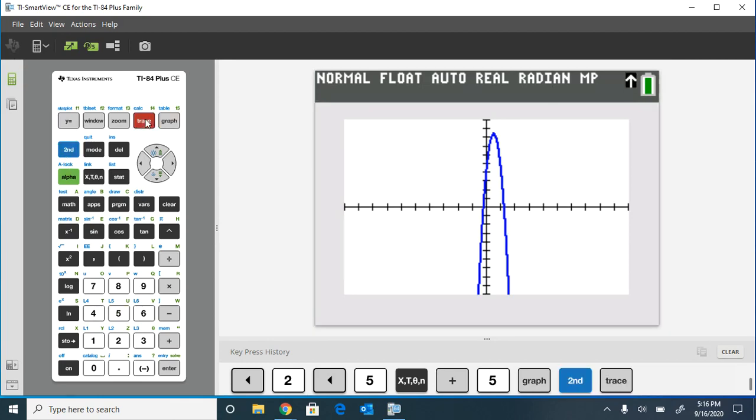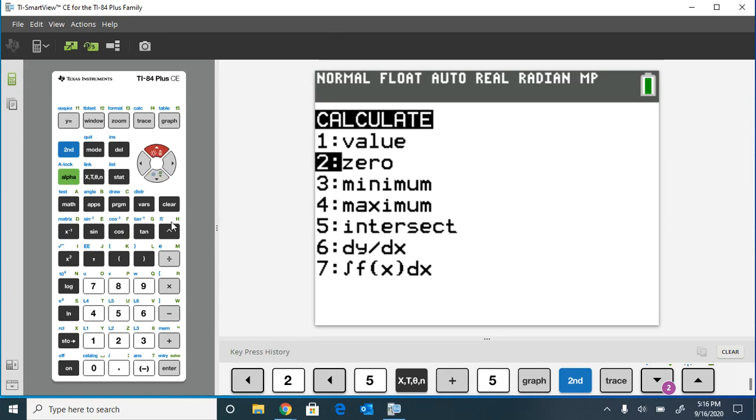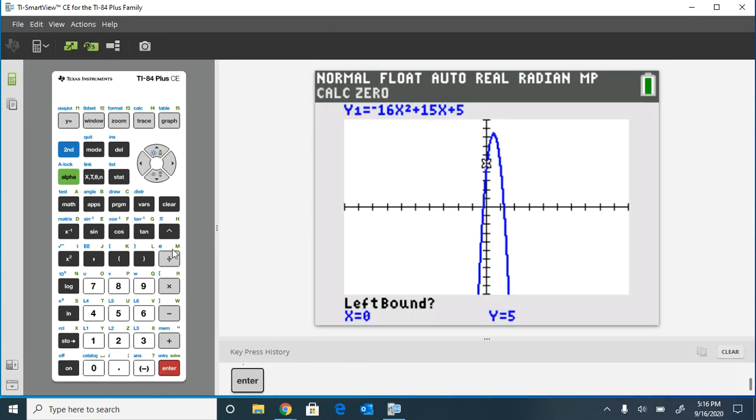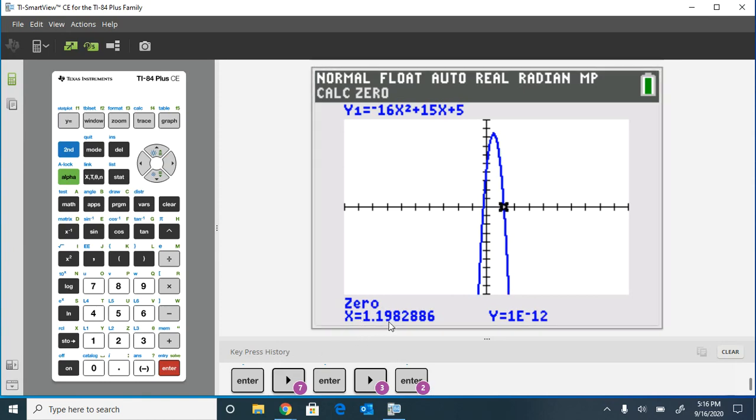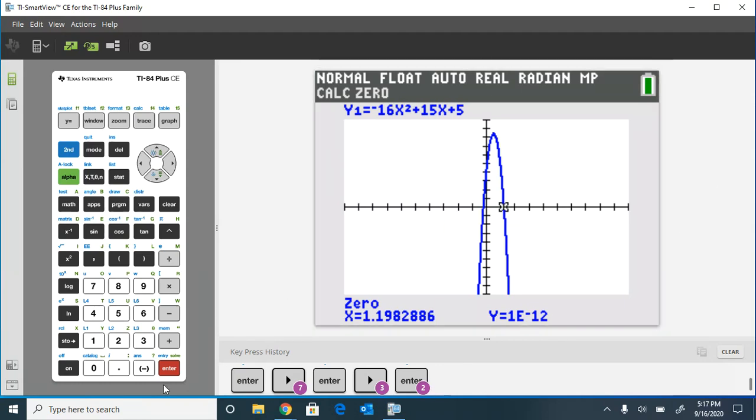So we'll hit second trace, go down to number 2 and hit 0 and click enter. So we want to be on the left side of it. So let's come over here, enter, get on the right side of it, click enter, and go ahead and click enter a third time just for your guess. And there it tells us at 1.198 seconds, we are at our 0, which y equals is that 1e negative 12. And that is very, very small because that's 0 point, bunch of zeros, 1. So it's close enough to the 0 that we're going to call it good.